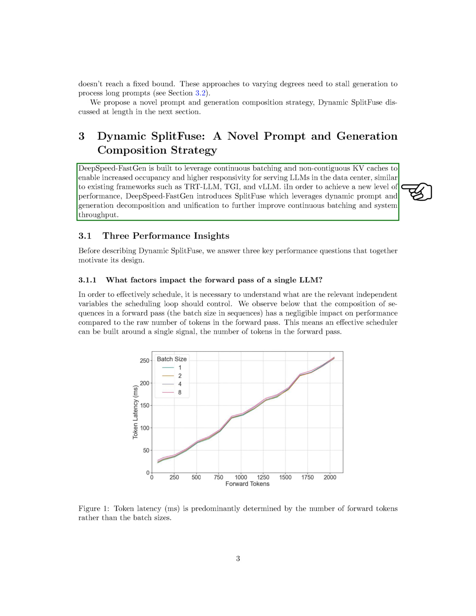DeepSpeed-FastGen is designed to take advantage of continuous batching and non-contiguous KV caches, similar to existing frameworks like TRT-LLM, TGI, and vLLM. But what sets DeepSpeed-FastGen apart is its use of SplitFuse, a technique that dynamically decomposes and unifies prompts and generations to further improve continuous batching and system throughput.